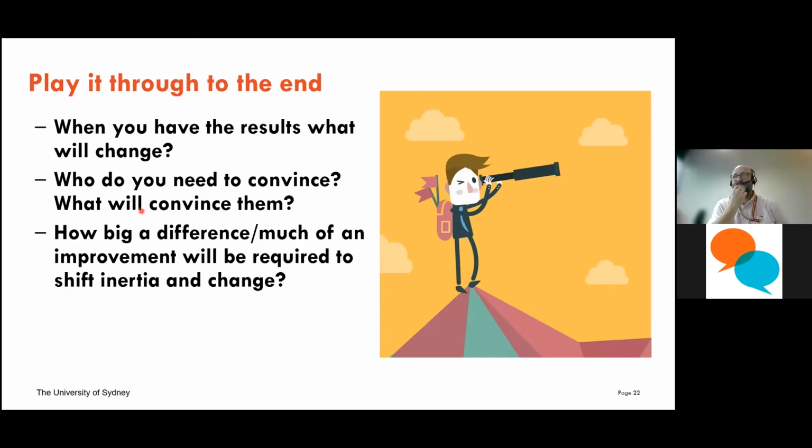Another thing to consider is how much of a difference, how much of an improvement will actually be required to shift inertia and make change. I guess we start to get into sort of implementation ideas there. You might, for example, be aware of diffusion of innovation theory. Sometimes we're getting a result that's enough to persuade the really innovative early adopters to change, but it's not enough to convince the people who are really skeptical to change.